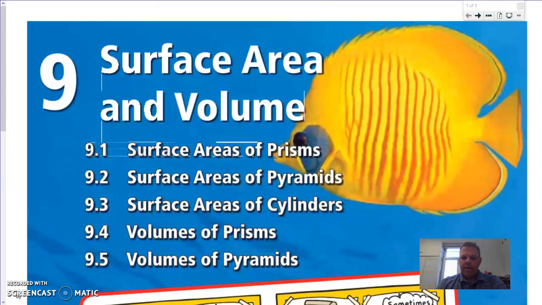Chapter 9 is going to be about surface area and volume. Surface area is the amount of space on the outside of our shape. The volume of that shape is how much it holds. So we are going to talk about the surface area of prisms, pyramids, and cylinders. And we will also talk about the volume of a prism and the volume of a pyramid. So how much is on the outside of a prism, pyramid, and cylinder, and how much does a prism or a pyramid hold?